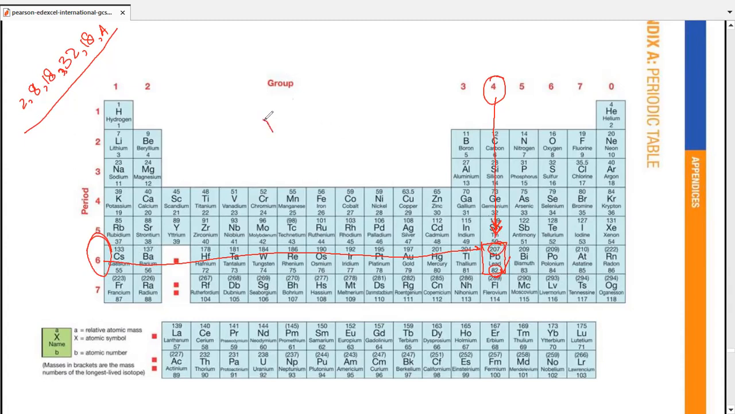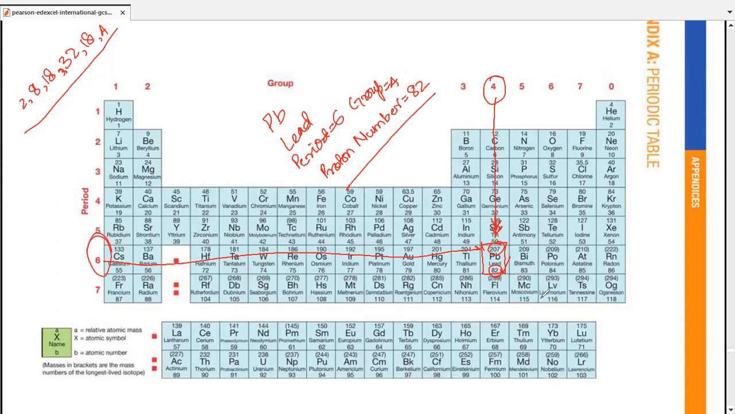So the number of protons is 82. So it's Pb, it's lead, its period is equal to 6, its group is equal to 4, and then the proton number is equal to 82, right? That's how we do it. It's as simple as this. The smaller number written next to the element is the proton number.